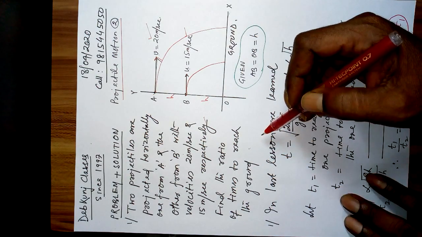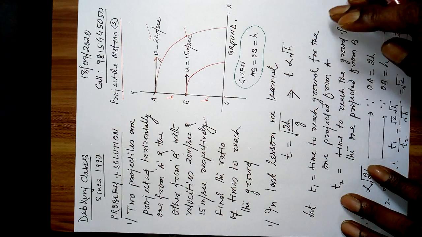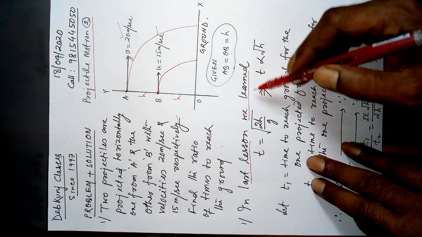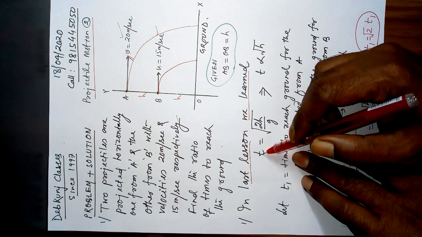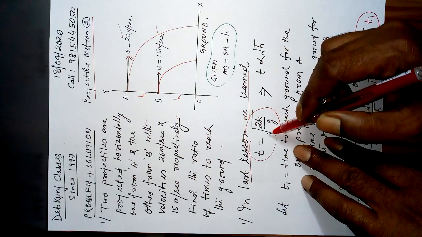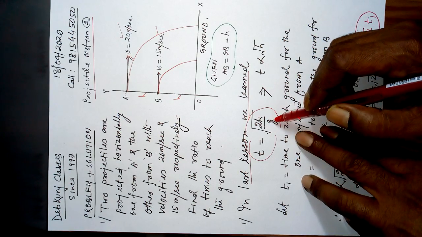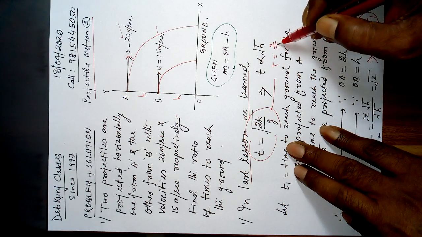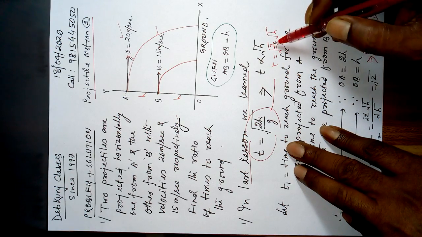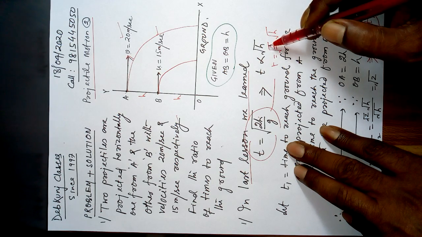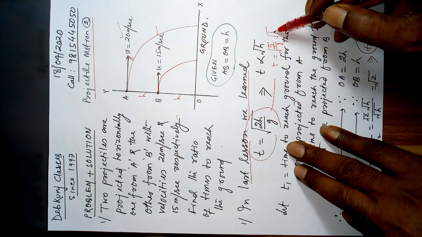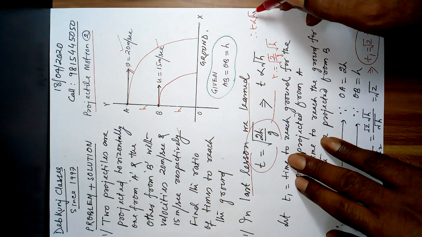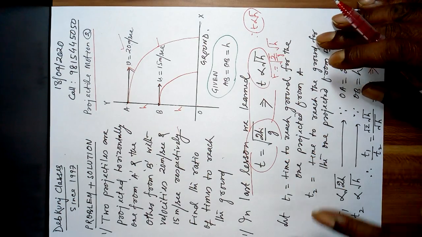Now the time. In the last lesson we learned the time to reach the ground for horizontal projection. T was equal to square root of 2H over G. 2 is a constant, G is a constant. So you can say T is equal to square root of 2 over G, so constant, square root of that is constant, times square root of H. Therefore T is proportional to square root of H. That is what I have written here.